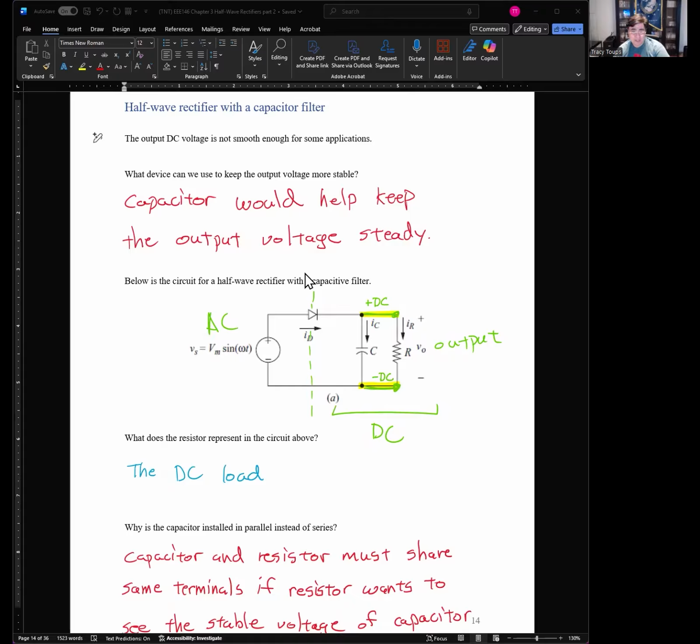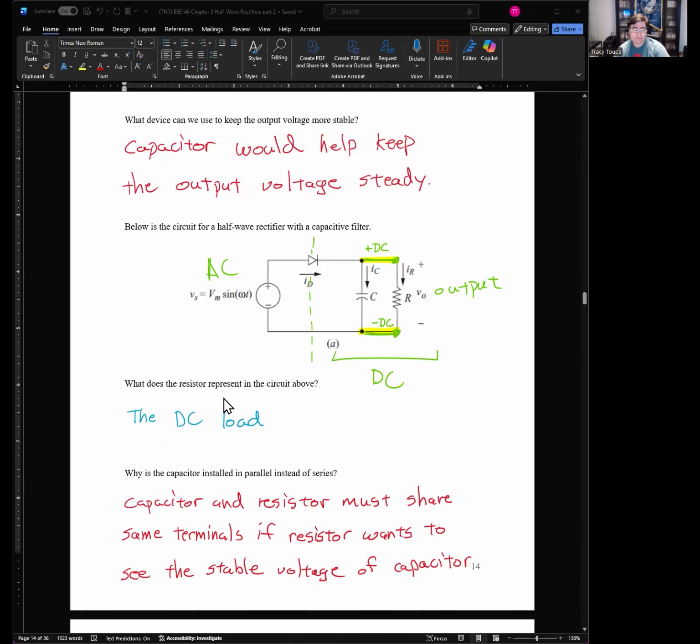Okay. Notice how I also drew this dotted line to show you that to the left of the diode is our AC side, and to the right of the diode is our DC side. The capacitor is always going on the DC circuit to help smooth out that output voltage. What does the resistor represent in the circuit here? This is just your DC load. Okay, this is a light bulb. This is pretty much any toaster, whatever you want.